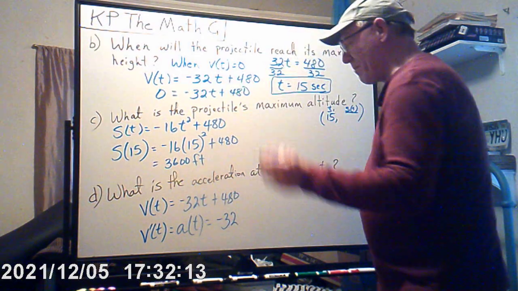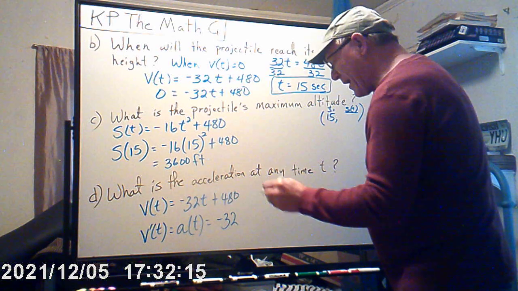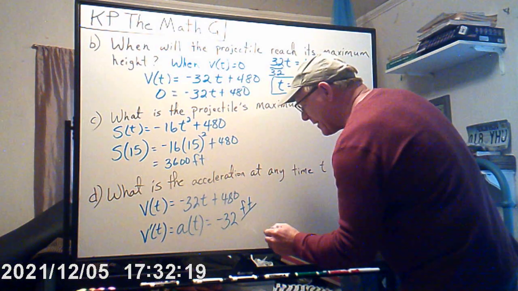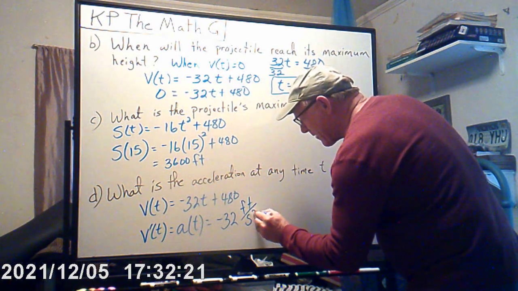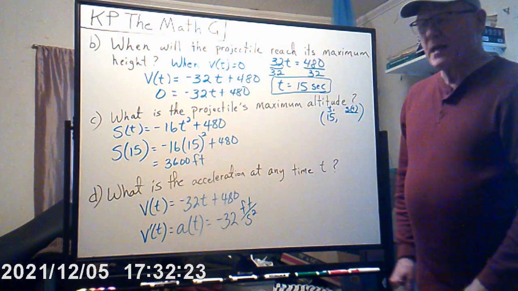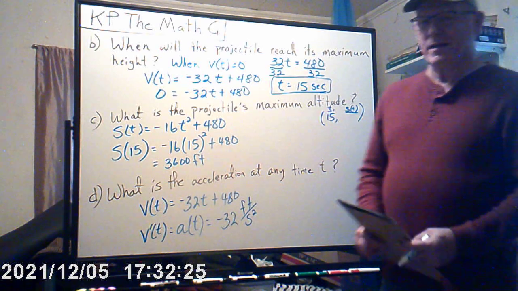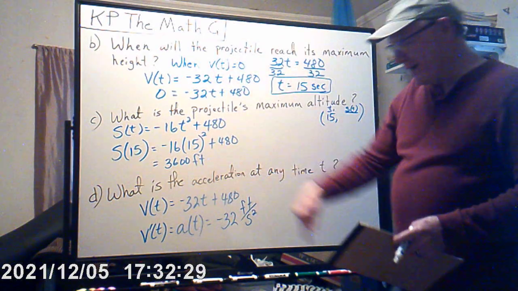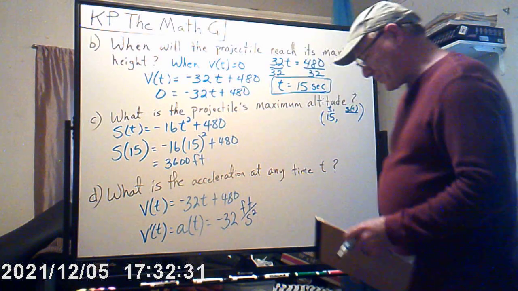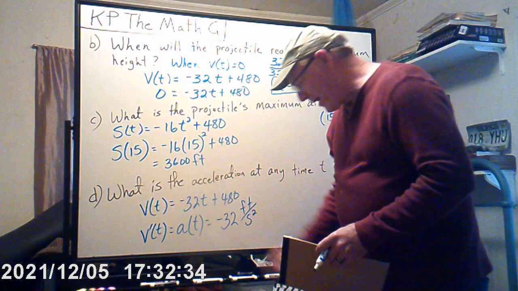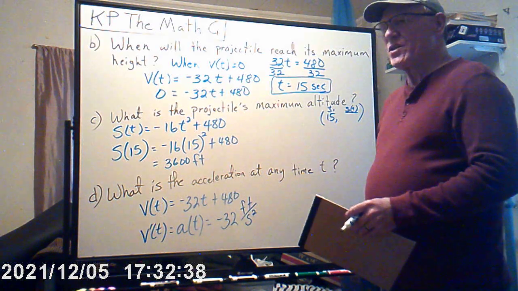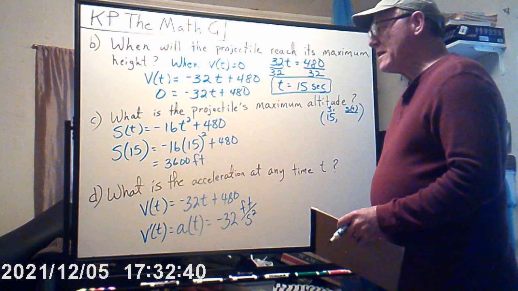Now remember, the units are feet per second per second, which a lot of people just say feet per second squared. It is negative. Why? Because gravity is pulling it down. So it's negative 32 feet per second squared.